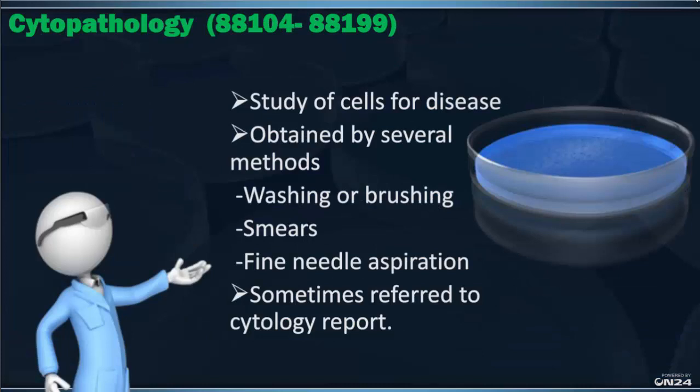Cytopathology codes 88104 to 88199. These are used for the studies of cells for diseases. Sometimes they're referred to as cytology reports. The way that they obtain these samples is by washing or brushing, smears, or fine needle aspiration.